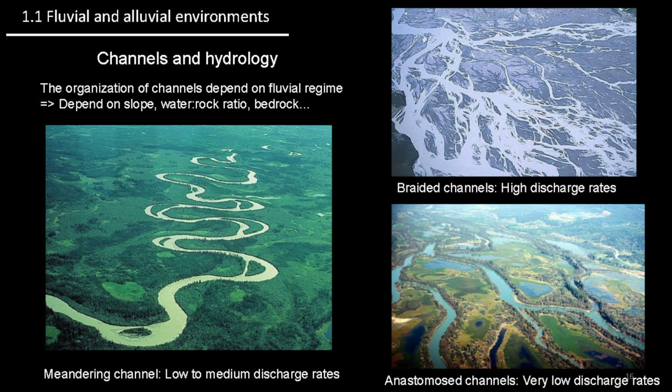So when we look at channels on Mars, on Earth first, and then on Mars later, the environments of channels are somewhat different depending on discharge rates. When discharge rate is very low, we have anastomosed channels like this, which do not move at all. It's very, very stable flow and very flat surface.